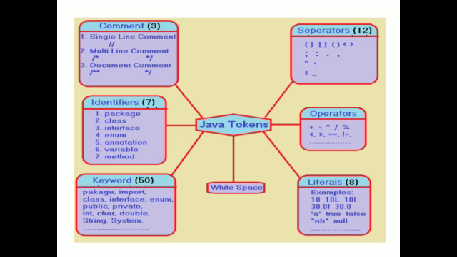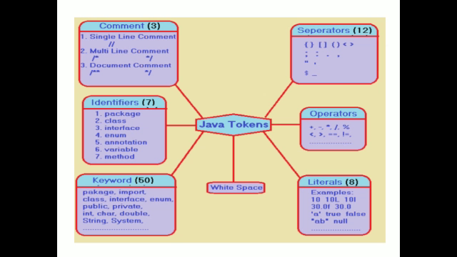Next, operators. An operator is a symbol that takes one or more arguments and operates on them to produce a result. Operators can be of many types. Some of the examples I have mentioned are shown here. Plus, that is addition. For addition we use plus, minus, asterisk for multiplication, division, modulo, less than, greater than. These are all the operators which are used in Java.